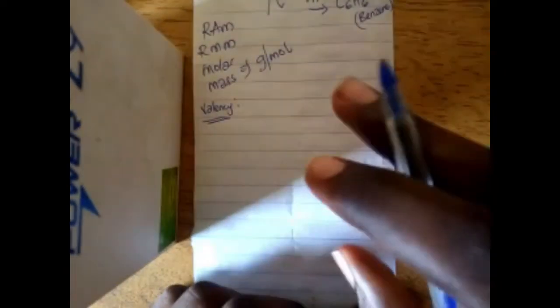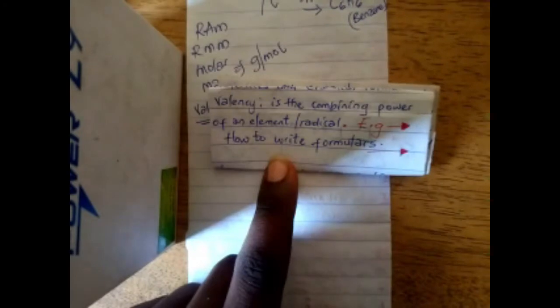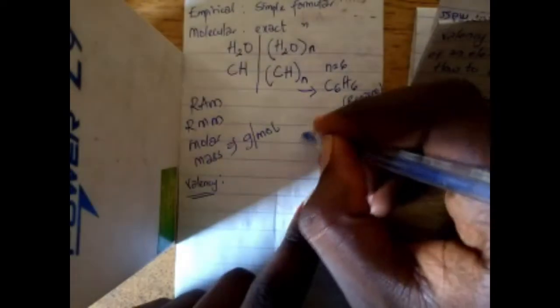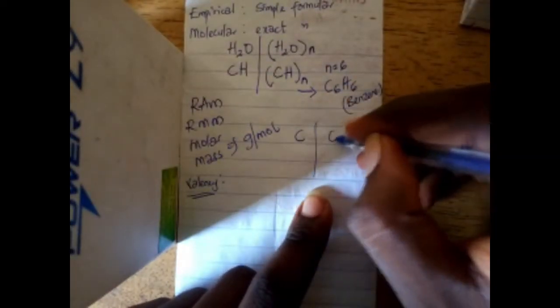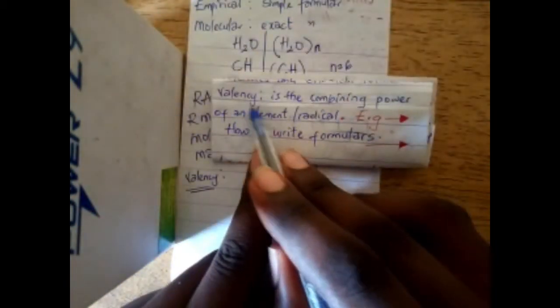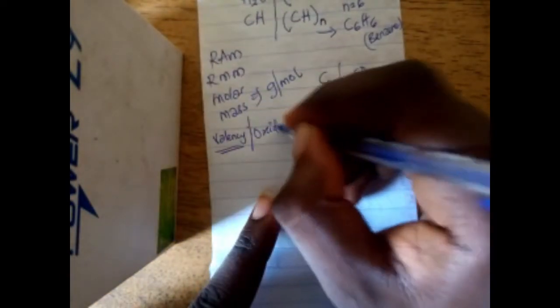Valency is simply the combining power of an element. We're talking about valency. Simply saying the combining power of an element or a radical. So an element, example, let's say carbon, then this is a radical, CO2. So the combining power of an element, or the combining power of a radical, is what we refer to as valency. So I've given us examples. So various elements have their various combining powers.